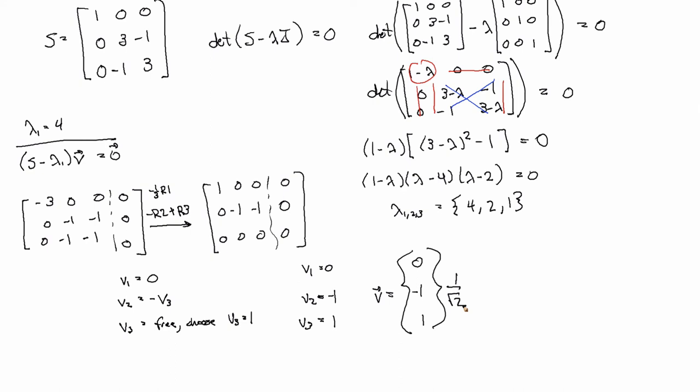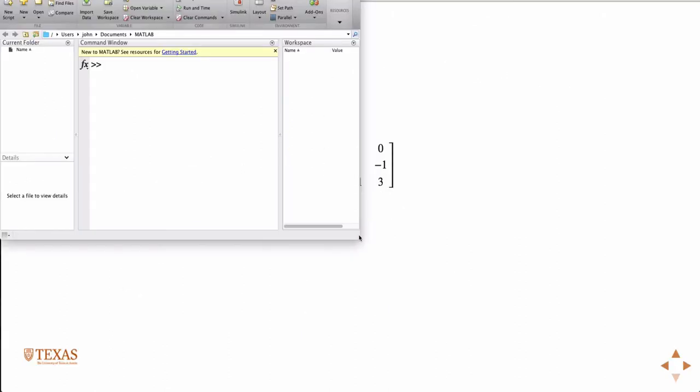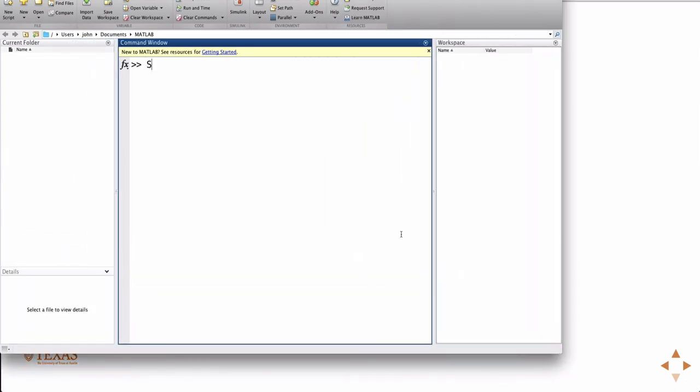So when you work these in MATLAB or your favorite computing language, but particularly MATLAB, it will automatically normalize these. And so let's look at that. We have the matrix S, it's 1, 0, 0, 0, 3, minus 1, 0, minus 1, 3. Anybody know what the command in MATLAB is to solve an eigenvalue problem? EIG, EIG, S.